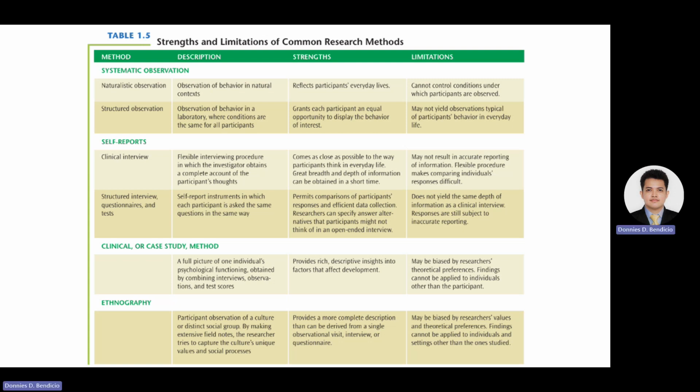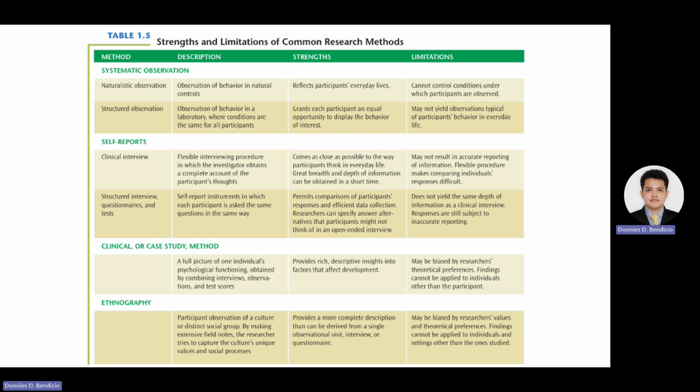Again, let's review some of our studies. Systematic observation involves carefully watching and recording behaviors, events, or phenomena in a structured and organized manner. Next is self-reports. Self-reports involve gathering data directly from individuals, asking them questions about their thoughts, feelings, behaviors, or experiences. Next is clinical or case studies. Clinical or case studies involve an in-depth examination of a single individual, group, or case to gain a comprehensive understanding of a particular phenomenon or condition.